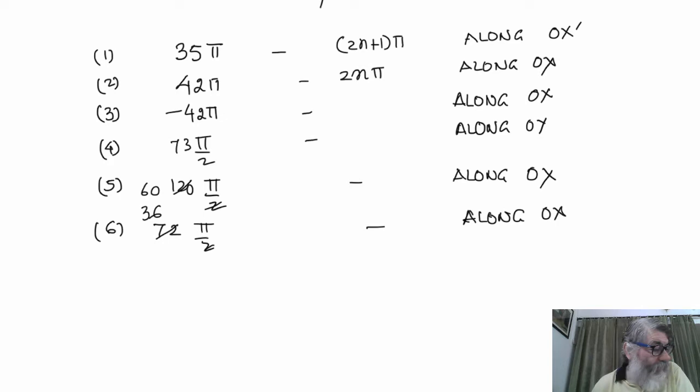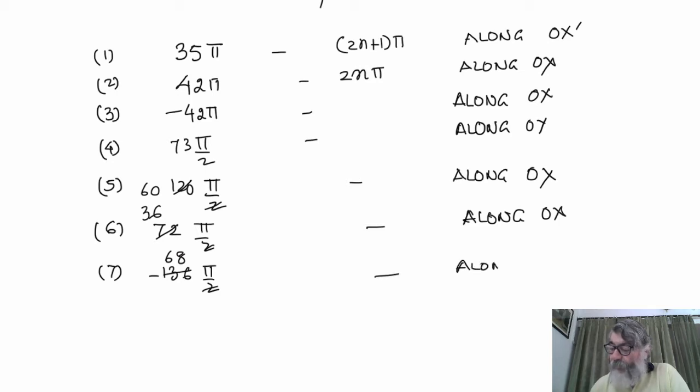Then it says minus 136 pi by 2. Again it is an even multiple. So 2 sixes are 12, 2 eights are 16, so minus 68 pi. Again it is an even multiple, so it will be along OX.